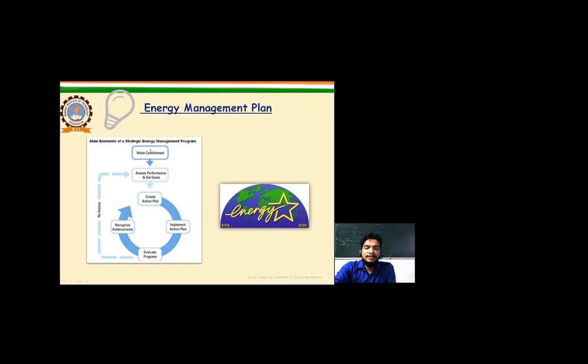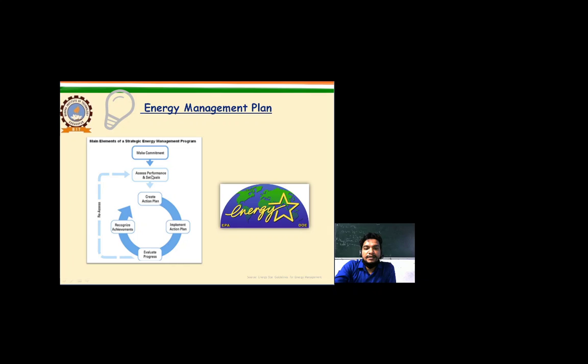The main elements of the energy plan start from making commitments. It means that before planning energy management, we talk about the commitment, because commitment is very important to design any organization, and right now we are talking about an organization that would be a totally green building. When we are talking about the green building, commitment is very important, and it matters. Further, we will talk about the assets performance and asset goals.